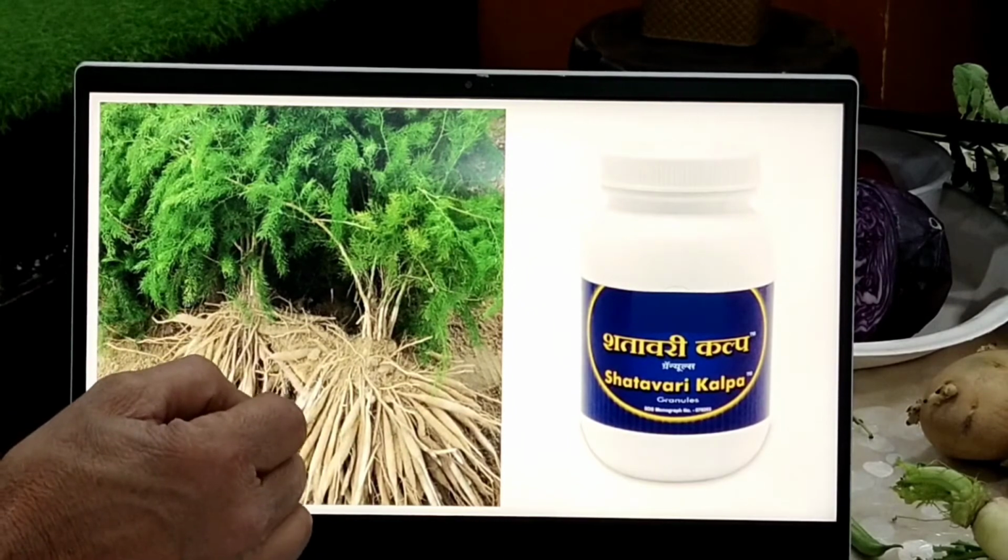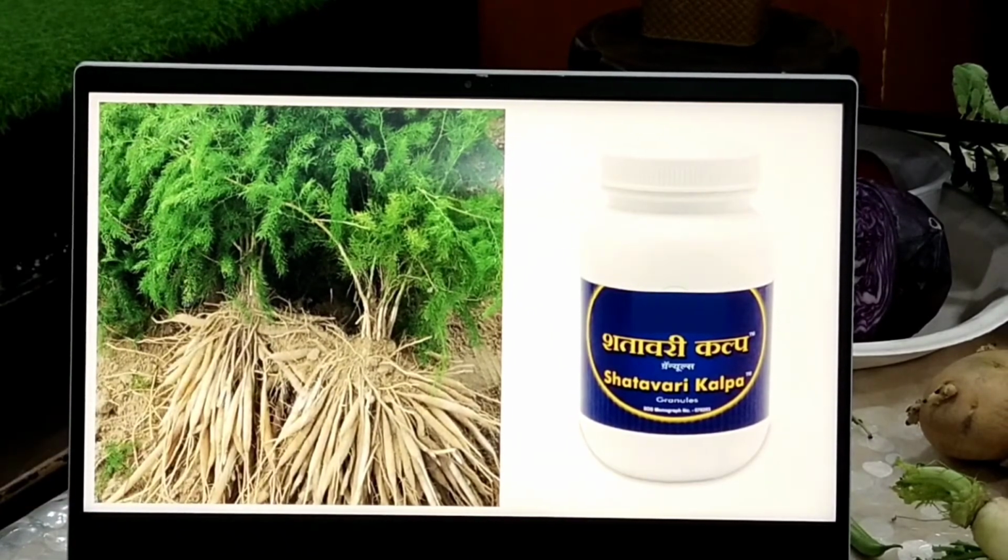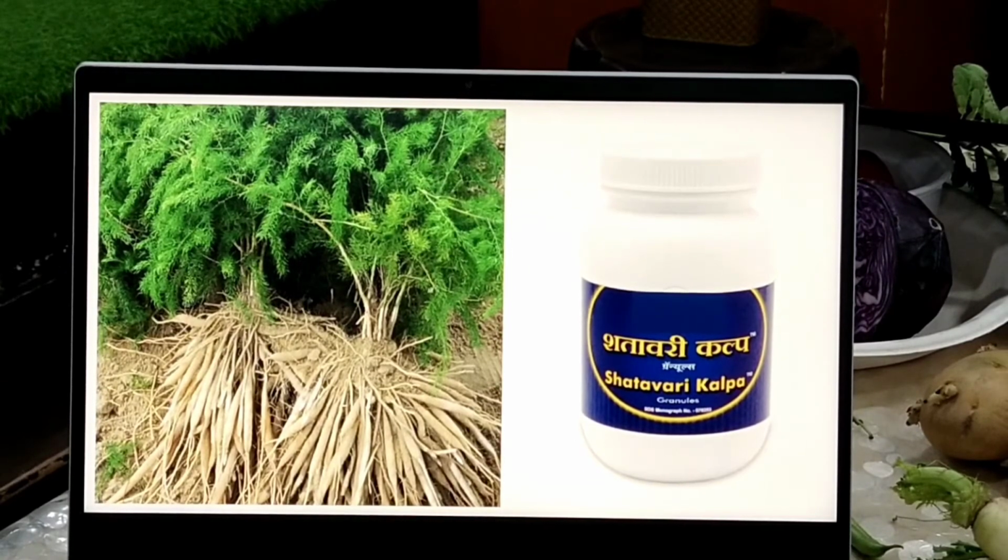Fasciculated roots, and from that you extract a powdery thing which is good for health, and that is shatavari kalp. Particularly for lactating mothers, it is highly recommended. Shatavari. Probably you have learned shatavari.